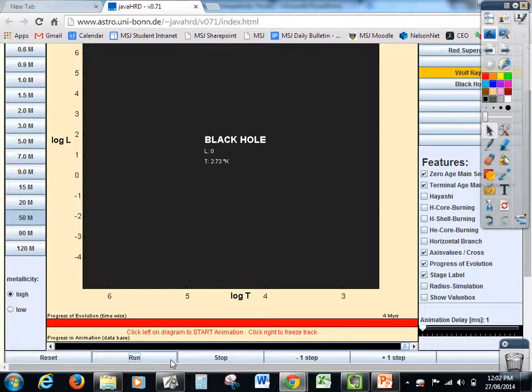Now, black holes do not appear on the Hertzsprung-Russell diagram. Why? Right, they have no luminosity, therefore they cannot be placed on it. So remember, it's a temperature versus luminosity scattergram. Okay, so those are the ends of our star's life. Okay, happy with that?